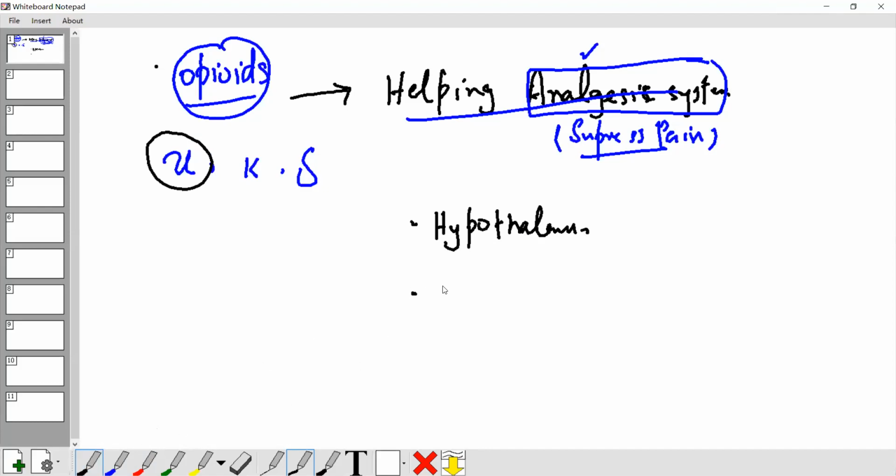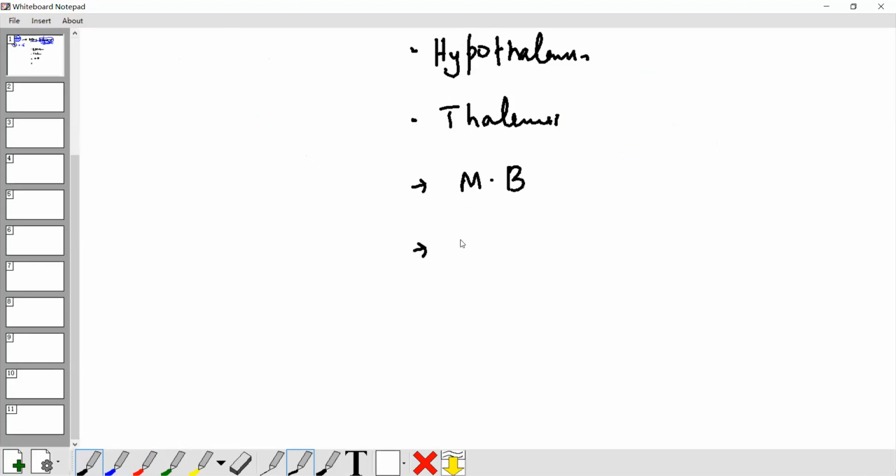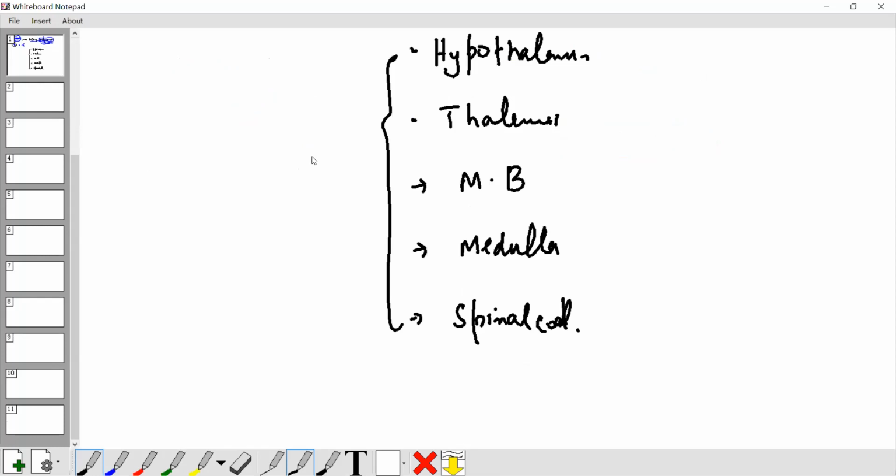This mu receptor is present in the thalamus. This mu receptor is present inside the midbrain. Mu receptor is present especially in the brainstem area, medulla. This mu receptor is present inside the spinal cord. So these are the different areas inside the CNS where the mu receptors are present.